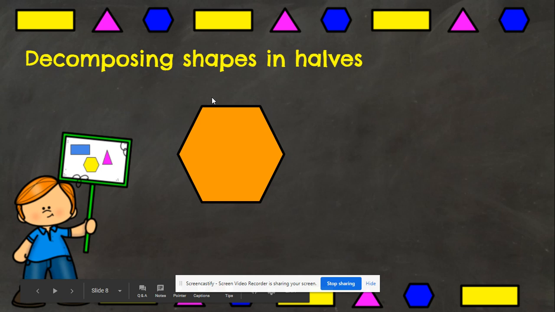Let's see how this is a 1, 2, 3, 4, 5, 6. So this is a hexagon.